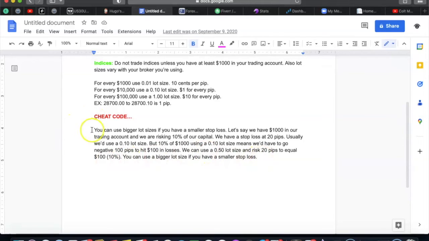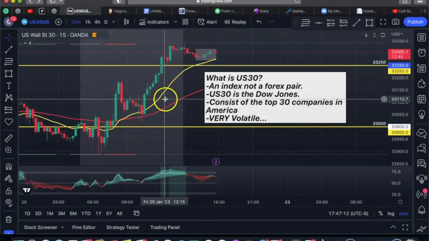So this is really correlating with Forex pairs, but you guys can do the math and correlate it with Forex pairs as well. With indices though, you have to kind of use a bigger lot size.